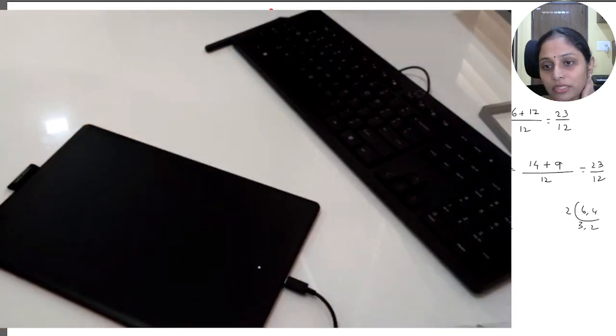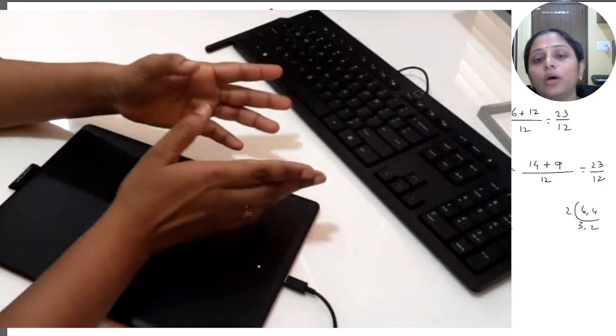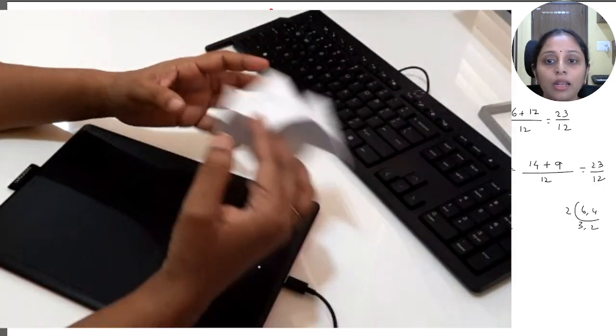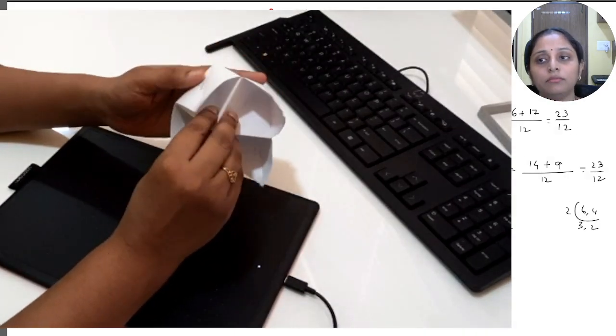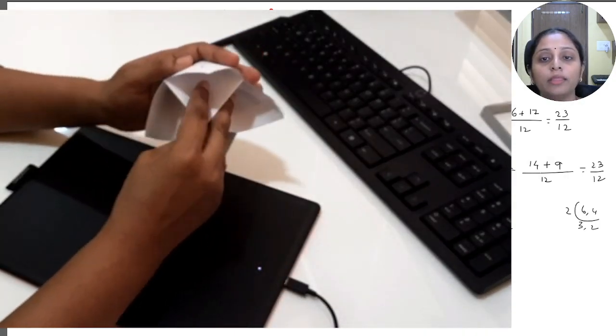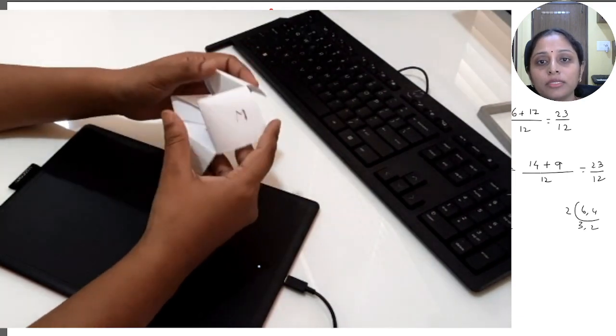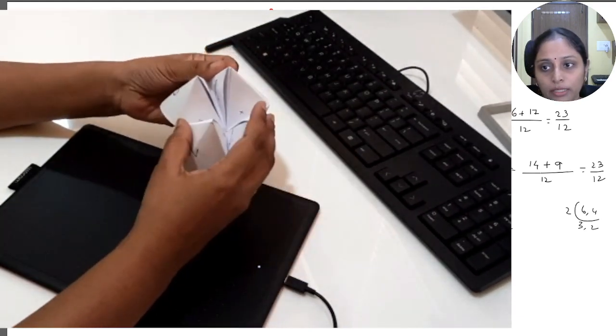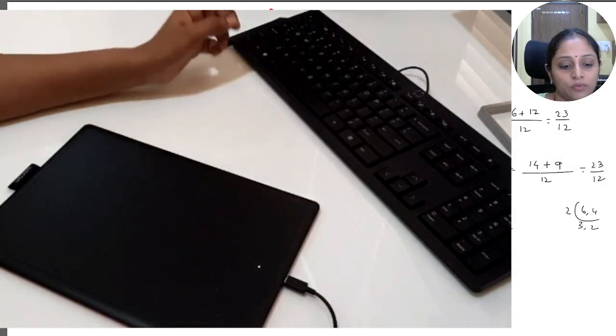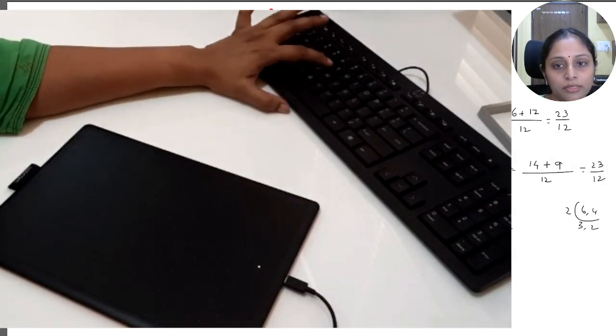Now I have a question. Can you do this same model for closure property? If yes, go ahead and do it. If no, then I want you to think about what is the reason that this model does not work for closure property, right? Now let's move on to the solved examples.